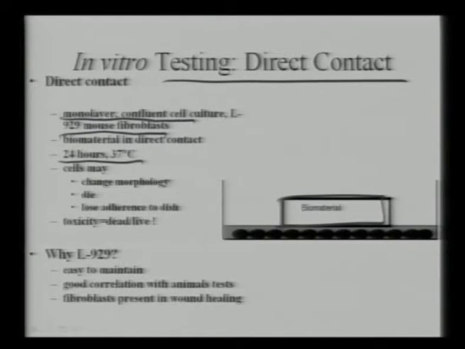Now, cells may change morphology, that is important. Cells may die or cells may lose adherence to the dish. So, what I am saying is that there are three scenarios. One scenario is that cells die. As soon as cells come in contact with the material, they will undergo apoptosis, that means cell death will occur, and that will essentially tell you that this biomaterial has a toxic effect.